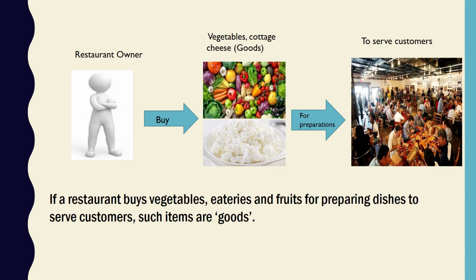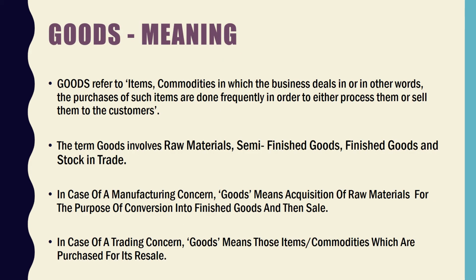If you're a restaurant owner, of course you would need vegetables, cottage cheese, and whatever relevant items you need to prepare your dishes so that you can serve your customers. These vegetables, fruits or cottage cheese, whatever you are buying on a regular basis in order to prepare dishes to serve your customers, these are goods for you because you're dealing in them on a regular basis. So from these examples we can understand that goods are bought frequently, and they are bought frequently in order to sell to the customers.